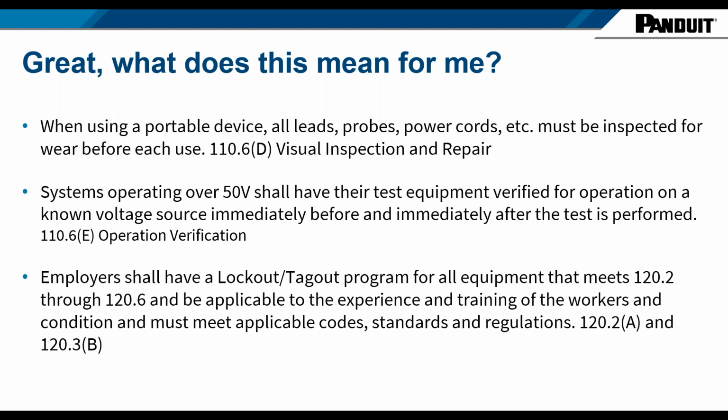And then last, I'm not going to go into the 120.6, but employers shall have a lockout tagout program for all equipment that meets 120.2 through 120.6, and we just covered 120.6. But to sum it up, you've got to have a lockout tagout program, and it needs to accomplish those specific steps, and it needs to meet all applicable code standards and regulations. I guess that's kind of obvious, but if it doesn't meet those, why are you doing them?